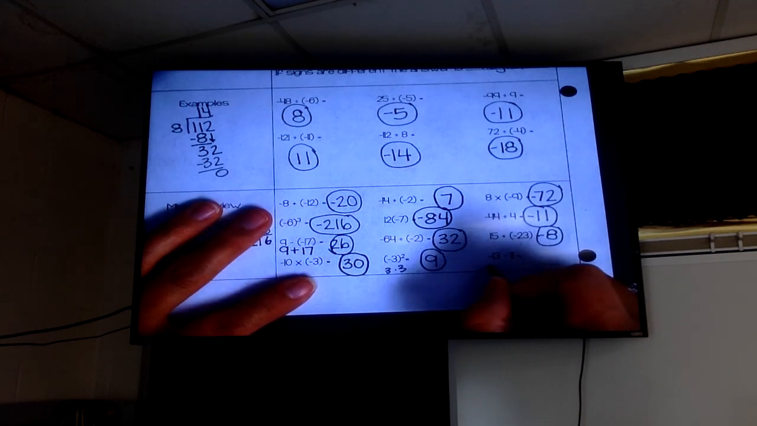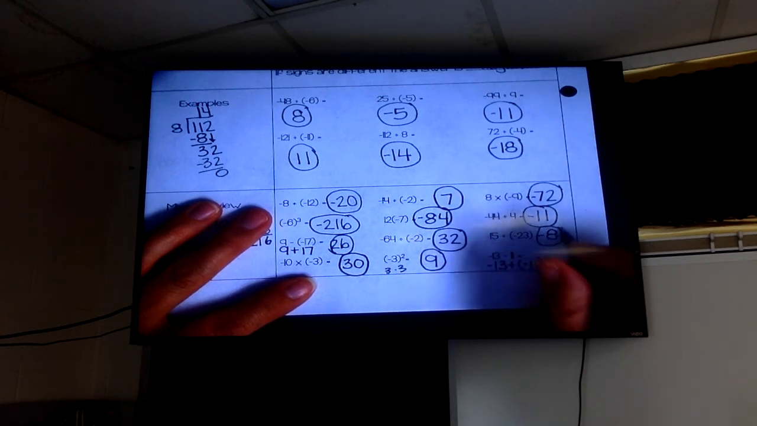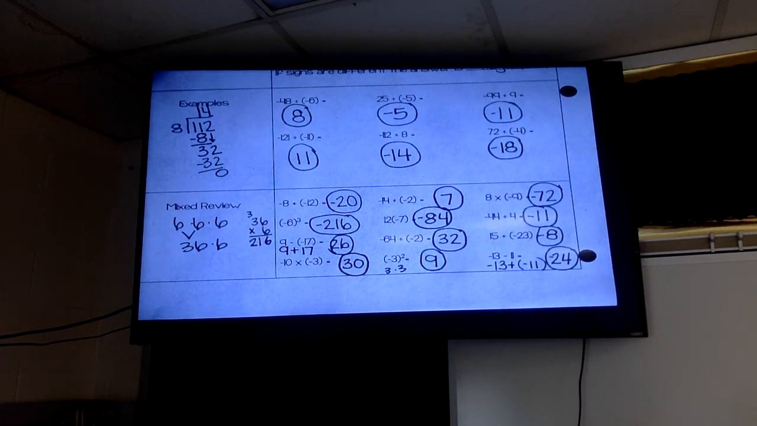And finally, I have subtraction here, so I know I need to do leave, change, opposite. My signs are the same. So I'm going to add the numbers and keep their sign. So my answer is negative 24.